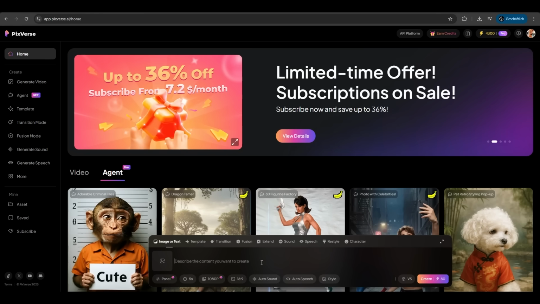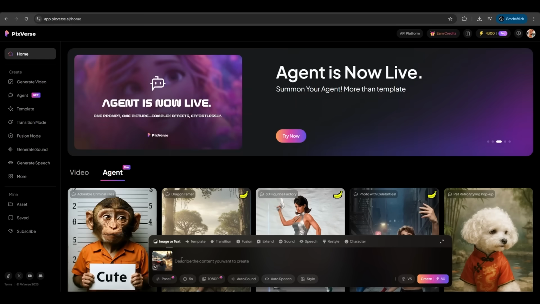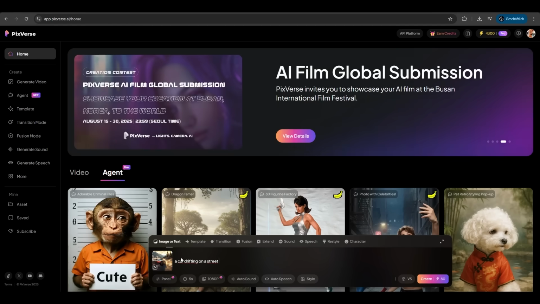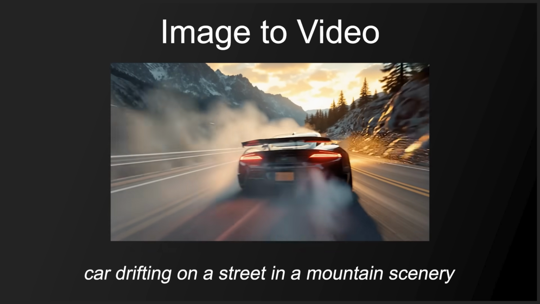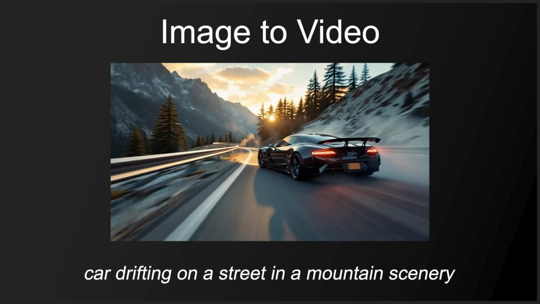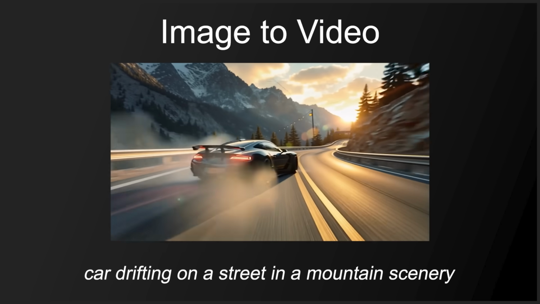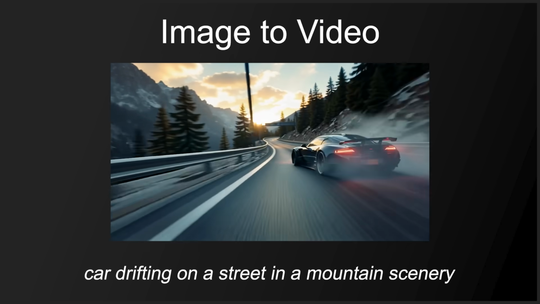Awesome. Now we look at the image to video feature. So we uploaded the image of a car drifting on a street in a mountain scenery. We enter the prompt, a car drifting on a street in a mountain scenery. Again, we leave all settings on default here. The generation speed was like under a minute for this one. Highly realistic, the motion is just perfect. PixVerse does a great job, very nice.